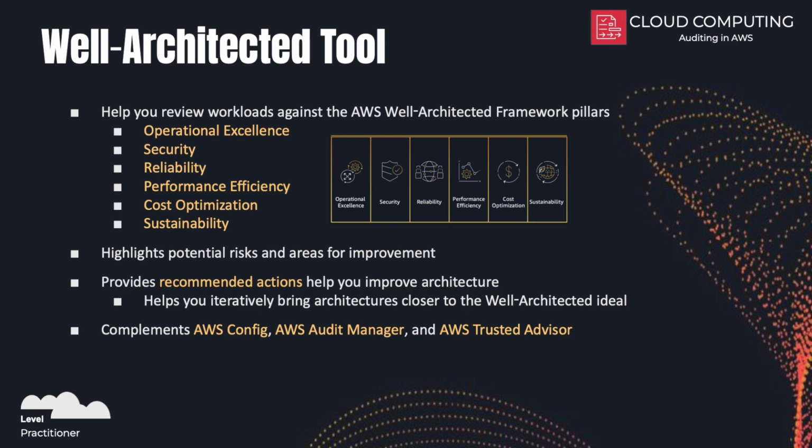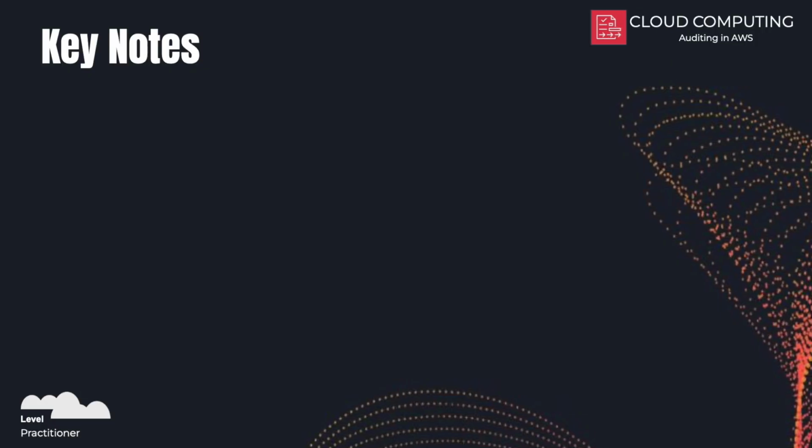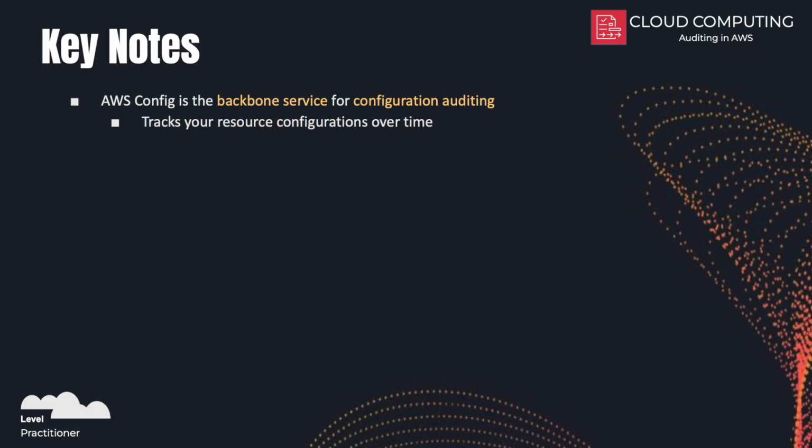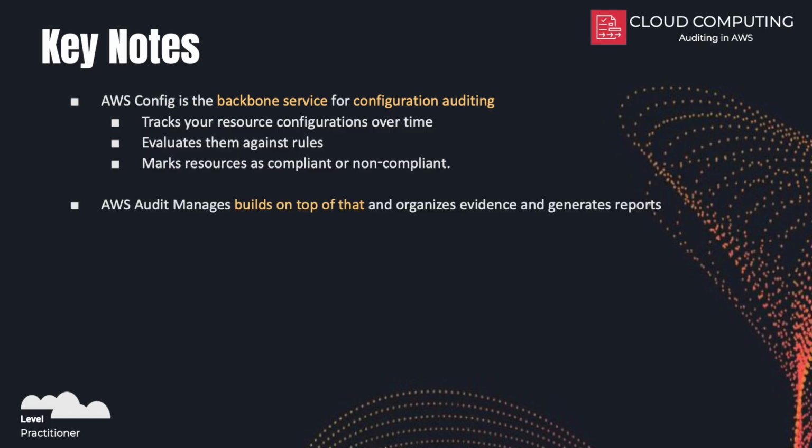Okay, let's summarize what we covered in this video and the big picture of auditing and best practices checking on AWS. AWS Config is the backbone service for configuration auditing. It tracks your resource configurations over time, evaluates them against the rules, and marks resources as compliant or non-compliant based on the rules. AWS Audit Manager, on the other hand, builds on top of that. It organizes evidence and generates reports aligned to compliance frameworks or your own internal standards.